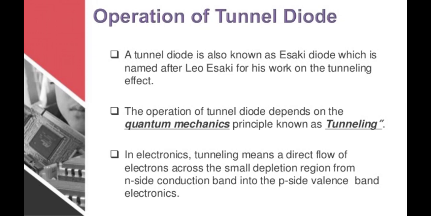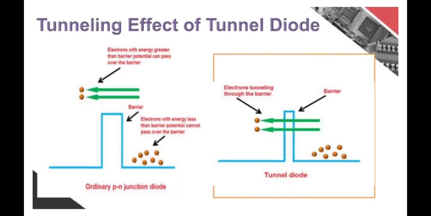Electrons flow from the n side conduction band into the p side valence band. We adjust only the depletion region, meaning the flow of electrons from the n side conduction band into the p side band. This is the tunneling effect. This is the tunnel effect. Here see diagram number 1.